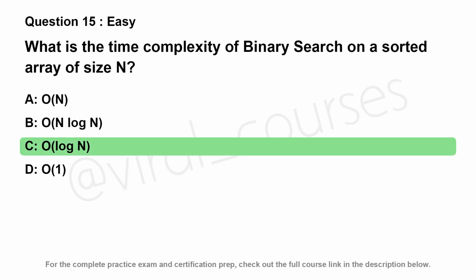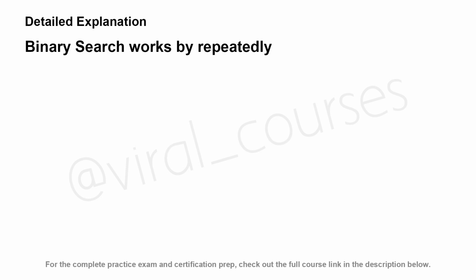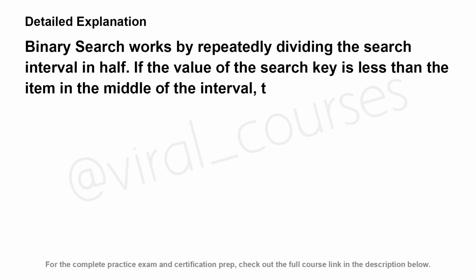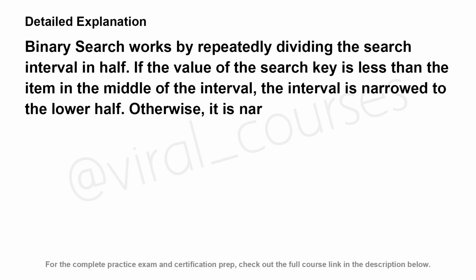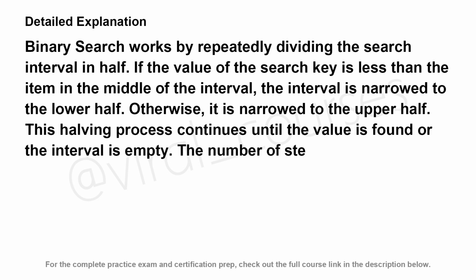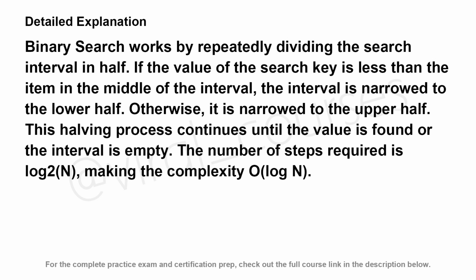The correct answer is C. Binary search works by repeatedly dividing the search interval in half. If the value of the search key is less than the item in the middle of the interval, the interval is narrowed to the lower half. Otherwise, it is narrowed to the upper half. This halving process continues until the value is found or the interval is empty. The number of steps required is log 2 n, making the complexity O(log n).